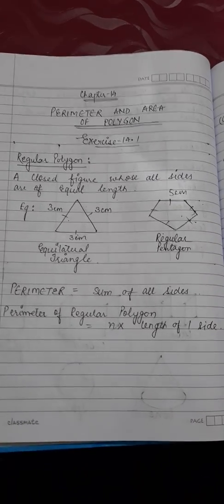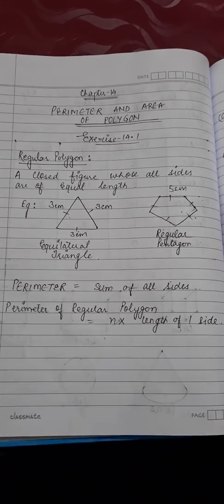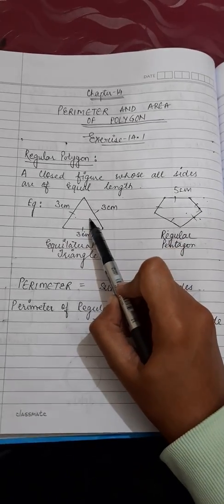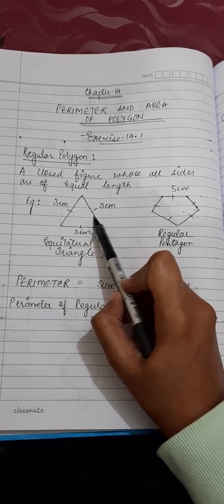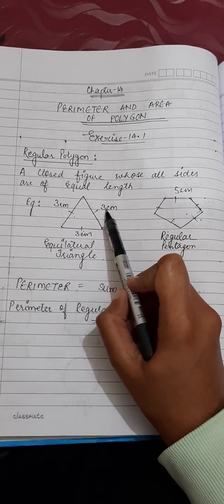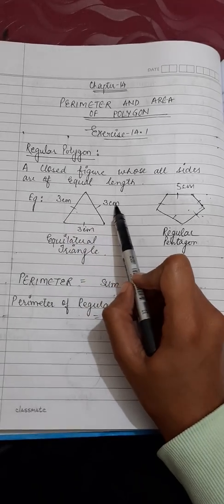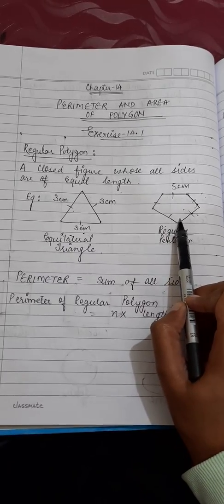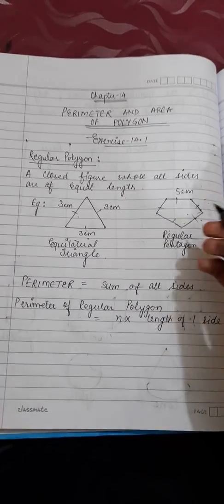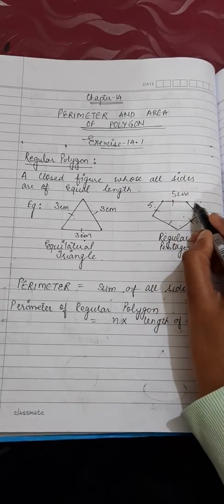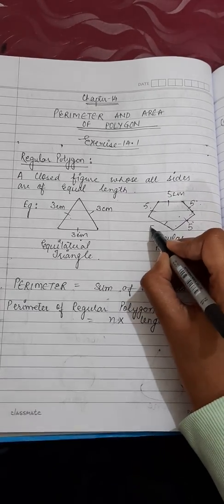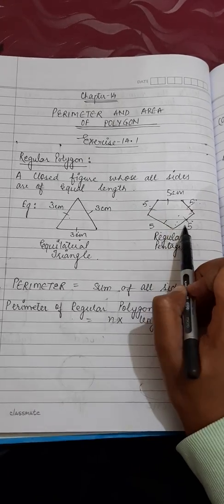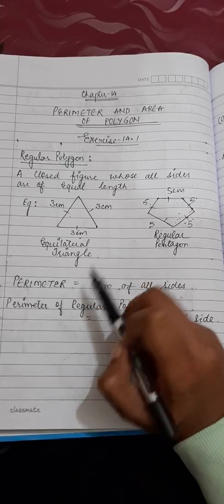Now the next is, let's talk about the perimeter. What is the meaning of the perimeter? Perimeter means the sum of all sides. If this is the figure given and I am asking you what is the perimeter of this figure, that is going to be the sum of all sides. What is the sum of all sides? That is 3 plus 3 plus 3, which will be equal to 9 centimeters. And if I'm going to talk about this figure, if this is 5, this one is also going to be 5, this also 5, this also 5, and this is also 5. So what will be the perimeter of this? 5 plus 5 plus 5 plus 5 plus 5, which will be equal to 25.